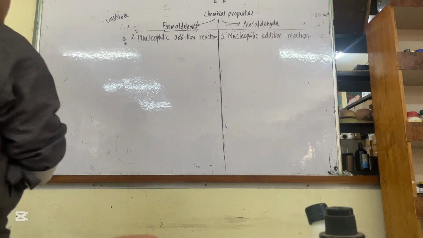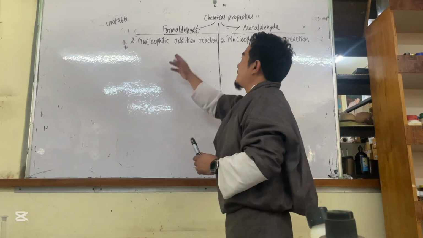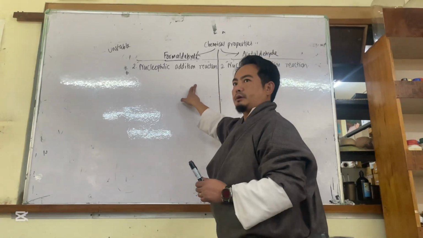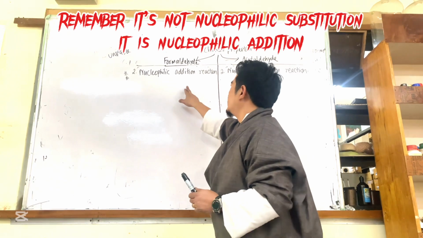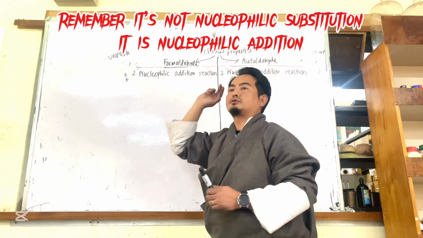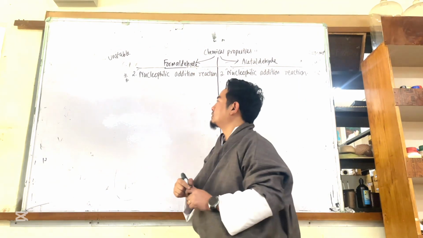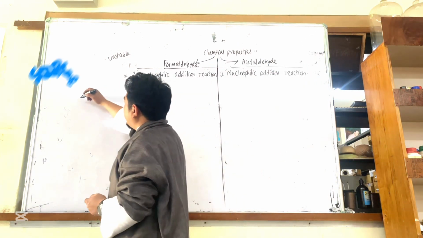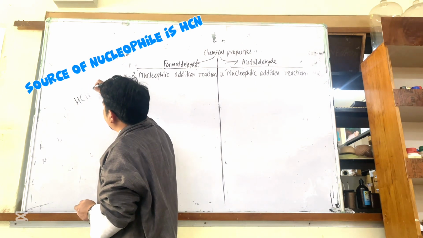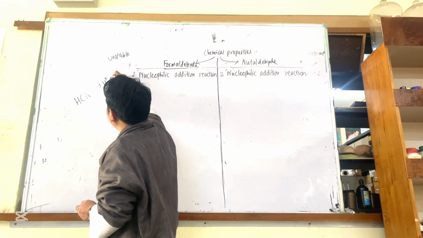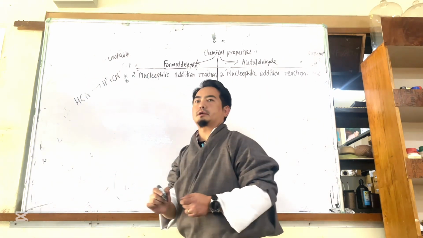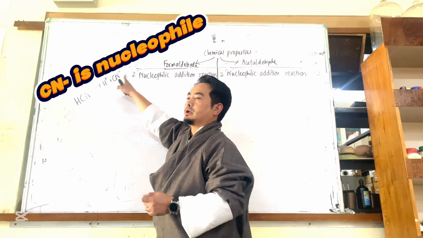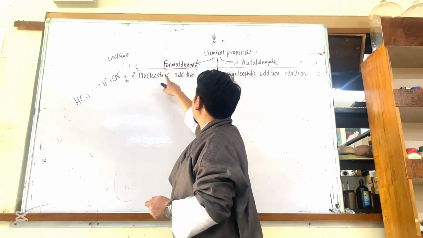Okay, in the nucleophilic addition reaction, sometimes in the exam, they write nucleophilic substitution reaction. Nucleophilic substitution reaction is wrong. It is nucleophilic addition reaction. The nucleophile that we are going to add is cyanide from the HCN. So let's write here HCN. When it dissociates, it will give you H plus and CN negative ion. The CN negative ion here represents the nucleophile. So we are going to add the nucleophile in this reaction.